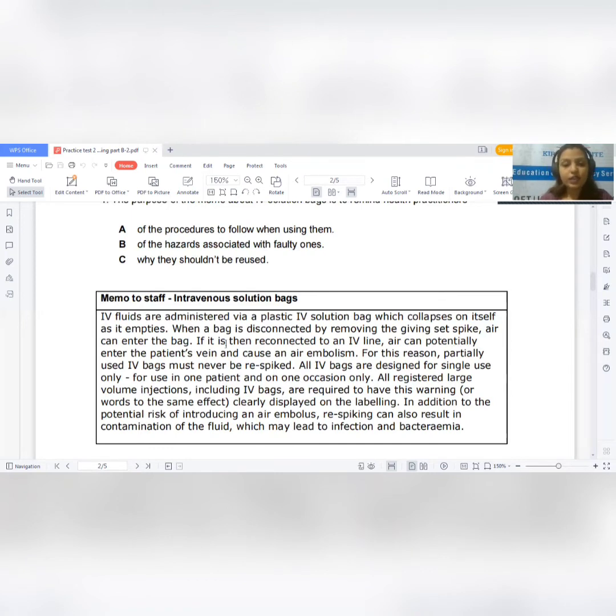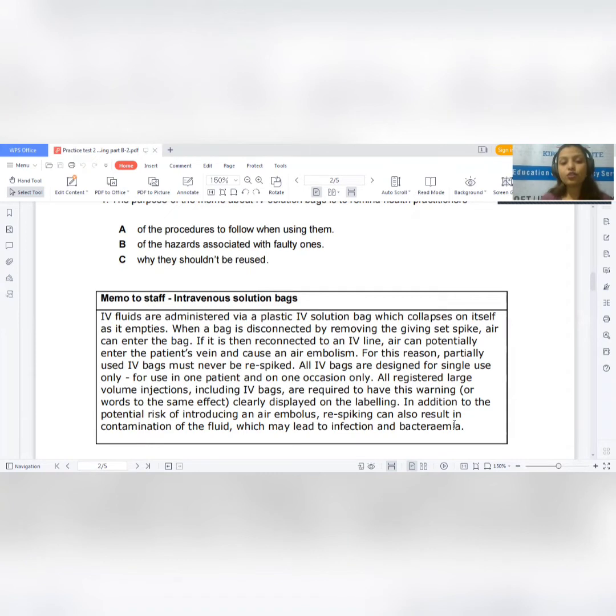For this reason, partially used IV bags must never be respiked. All IV bags are designed for single use only, for use in one patient and on one occasion only. All registered large volume injections, including IV bags, are required to have this warning or words to the same effect clearly displayed on the labeling. In addition to the potential risk of introducing an air embolus, respiking can also result in contamination of fluid, which may lead to infection and bacteremia.